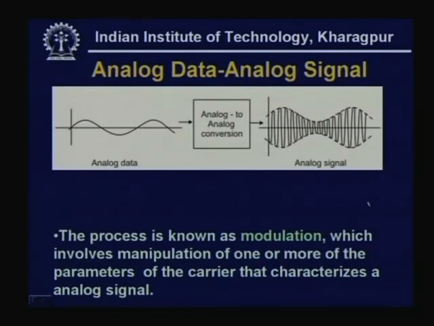So, this diagram gives you the basic scheme of analog data to analog signal. Here, as you can see, we have used analog data as an input to the analog to analog conversion system. Apart from applying this analog data, another auxiliary signal, which is usually a sinusoidal signal, is applied to this analog to analog converter, and that is known as the carrier.